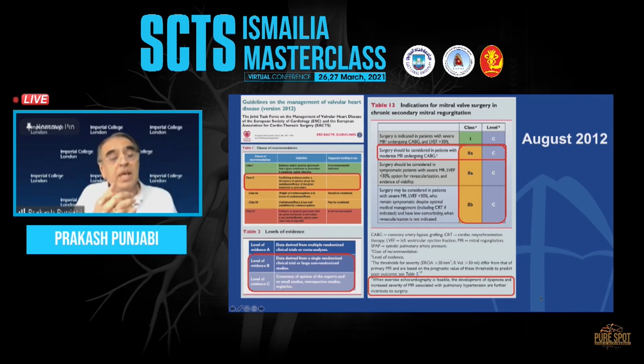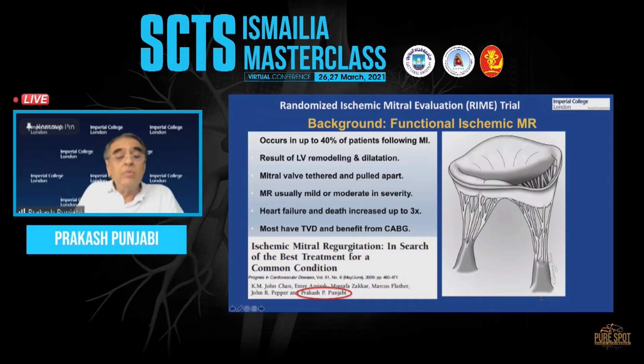In the 2012 guideline, there was a class 2A recommendation that moderate MR should be intervened on in patients undergoing CABG. Now, why do we want to do that? Because the idea is that if you don't intervene... Why is it common? Because it occurs in up to 40% of patients with MI. It can be a result of LV remodeling and dilatation. The mitral wall is tethered, pulled apart, mild to moderate, but heart failure and death can be increased up to 3 times the moment you cross moderate.